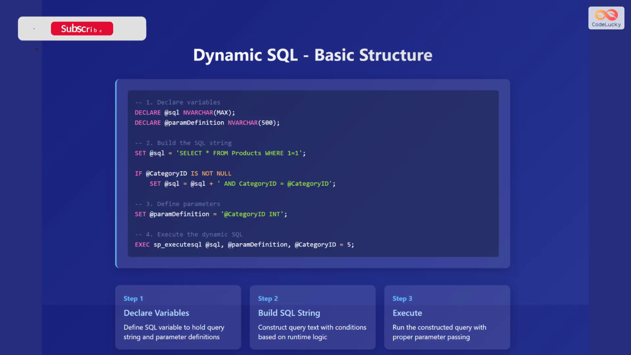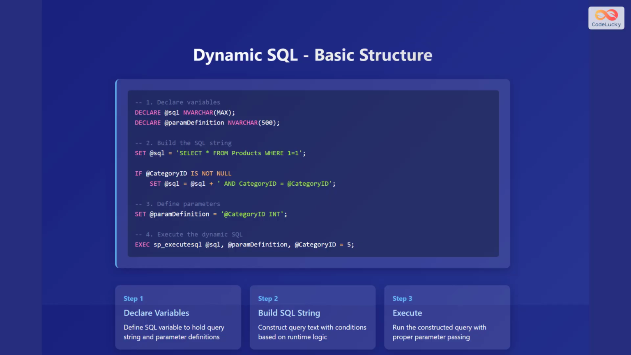Let's discuss the basic structure of dynamic SQL. Step 1 is to declare variables. You need to define variables to hold the SQL query string and any parameter definitions. Step 2, build the SQL string. Here you construct the query text with conditions based on runtime logic. Step 3, execute. Run the constructed query with proper parameter passing.